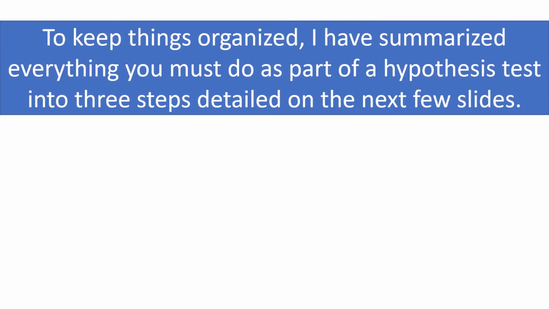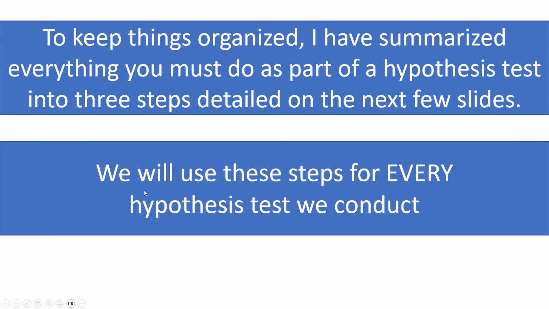All right, we are almost finished with this section. To keep things organized, I've summarized everything you must do as part of a hypothesis test into 3 steps, which are detailed on the next few slides. Different instructors have a different number of steps that they might use. I've seen 5 steps, 7 steps, but I've boiled it down to just 3 steps. And we're going to be using these 3 steps for every single hypothesis test that we conduct. So the first step is to set up our null and alternative hypotheses.